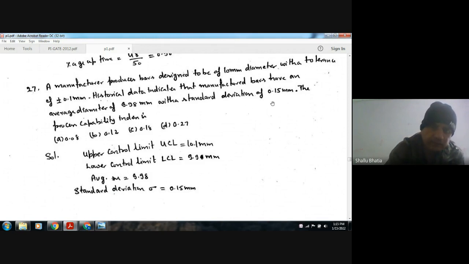Here the standard deviation is 0.15. Sorry, tolerance is the upper control limit. Here this is the average, and this is the standard deviation. So the upper control limit is 9.98 plus 0.15, and the lower control limit is 9.98 minus.